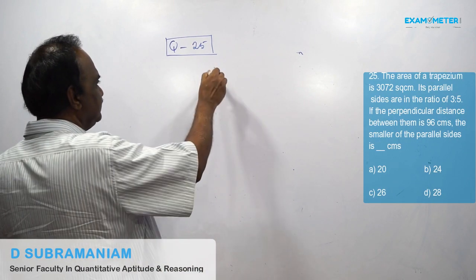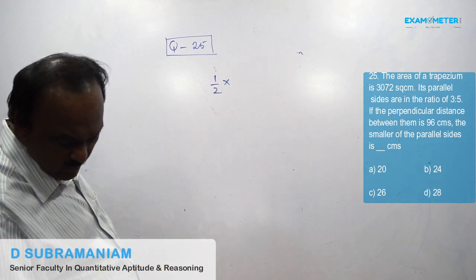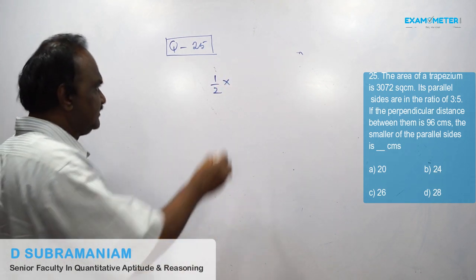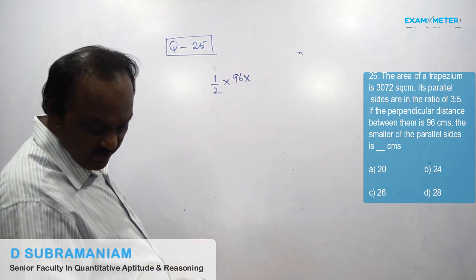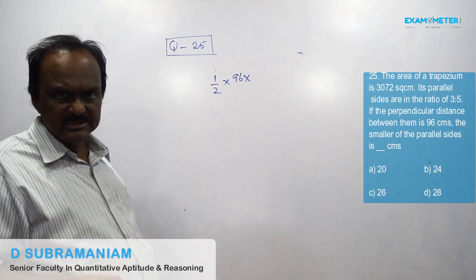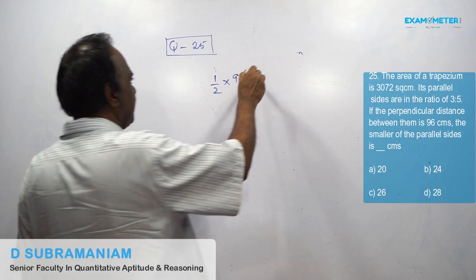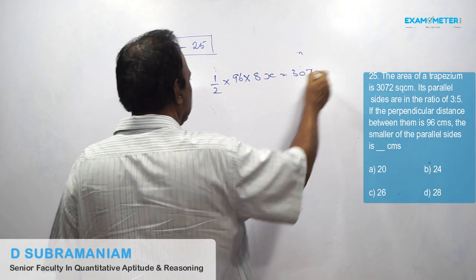Half into perpendicular height is given as 96. Sides are 3 and 5. We will take it 3x and 5x. Sum, so 8x is equal to 3072.